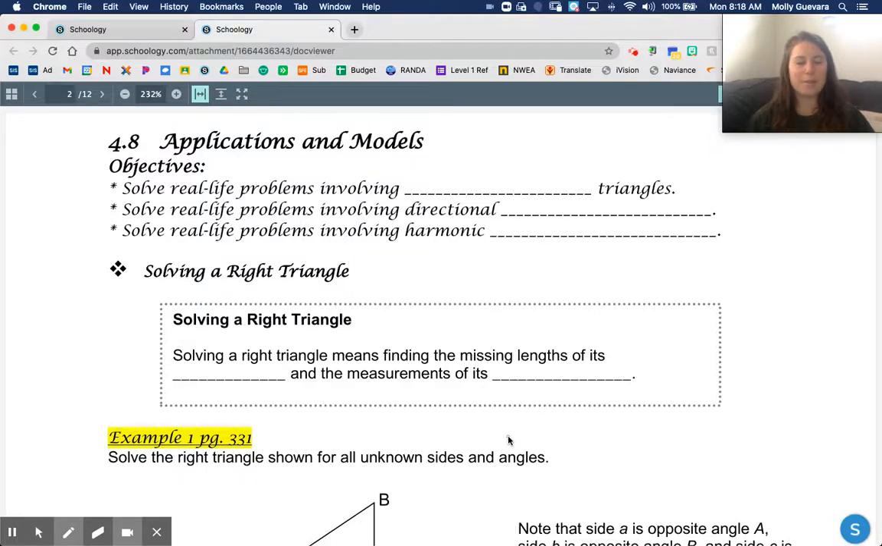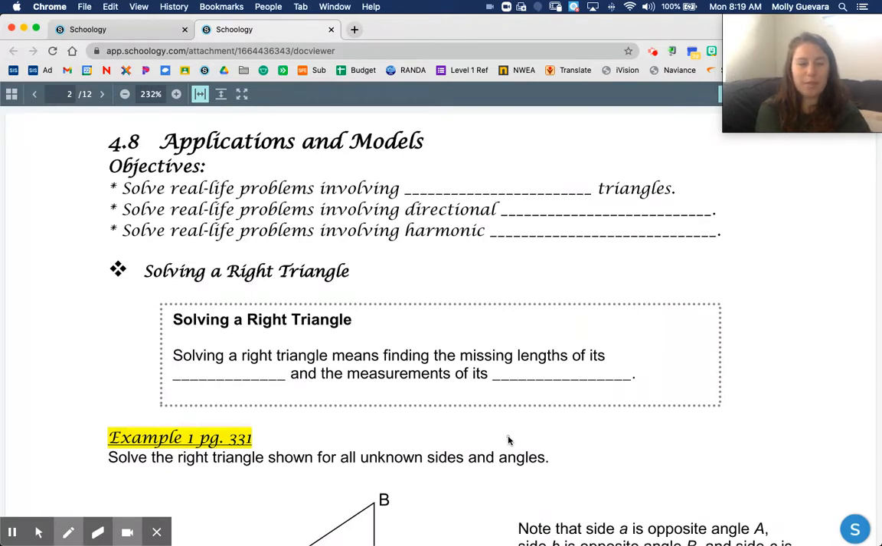Hello, guys. Welcome back. We are starting our next little group of lessons here, which is going to be 4.8, 6.1, and 6.2. 4.8 is all about applications of right triangle trig, and then we'll look at some real life applications as well.